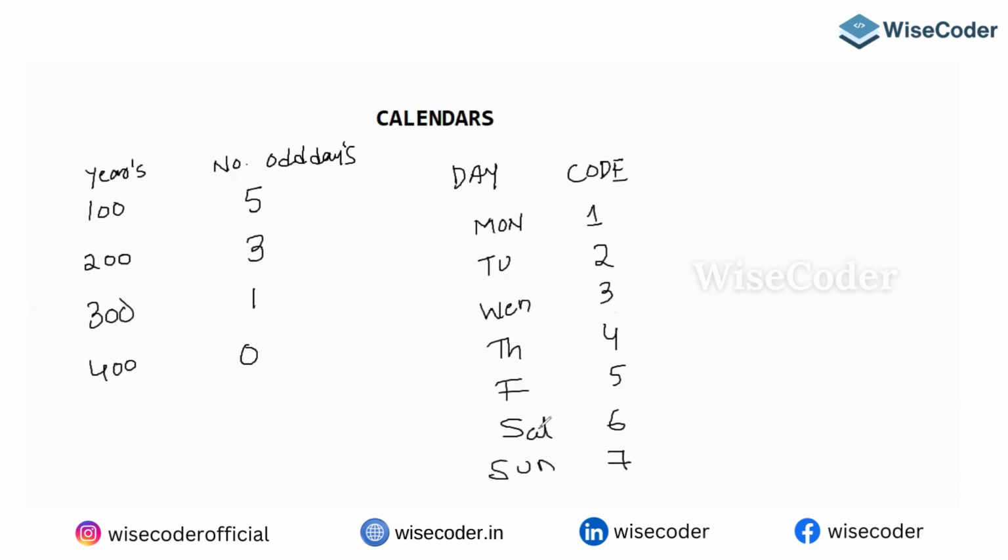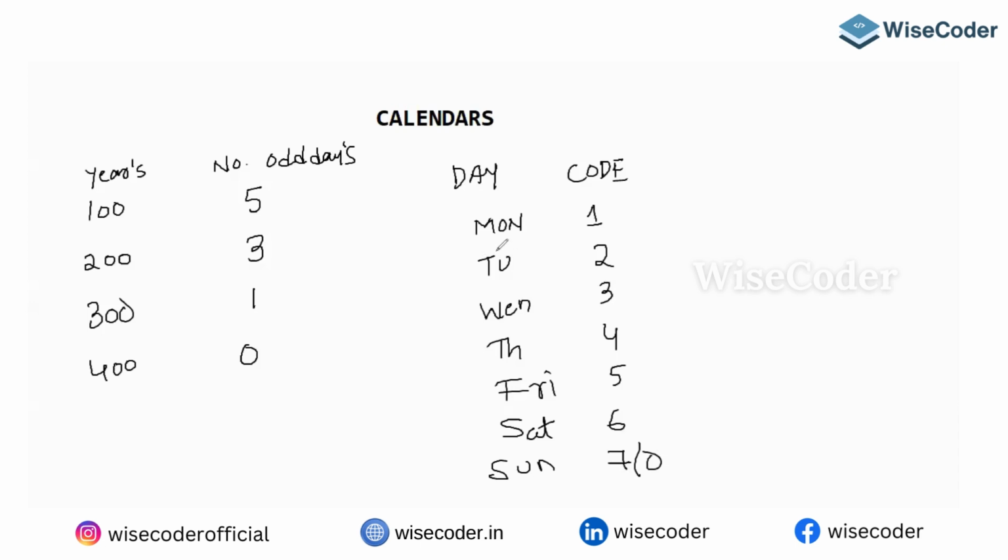When you are getting 7, that day is called Sunday. And when you are getting 0, because 7 divided by 7 gives 0, that day is also called Sunday. So these 2 points are very very important.